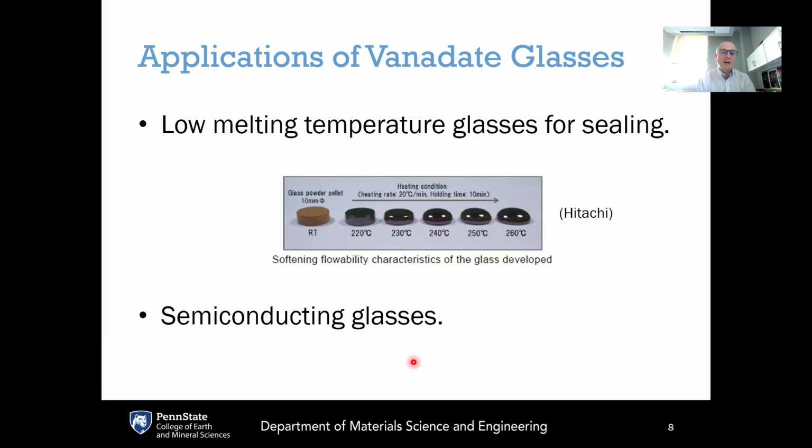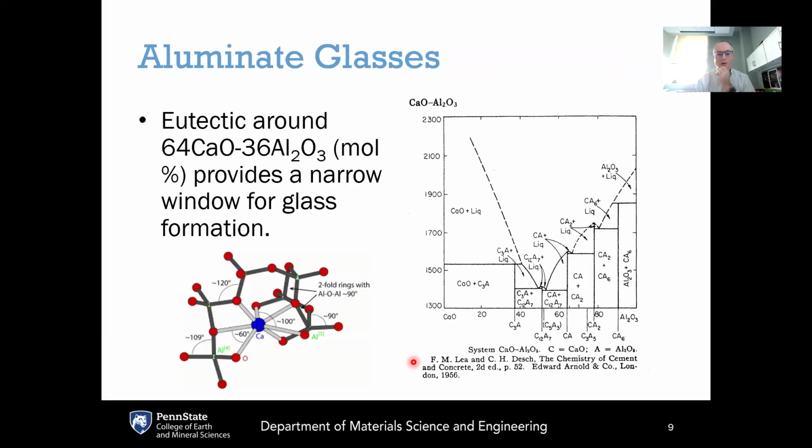So vanadate glasses, because of these properties, can be used for interesting electrical applications because of their semiconducting behavior, optical applications because of their infrared transmission, or sealing applications because of their low melting point and low glass transition temperature.